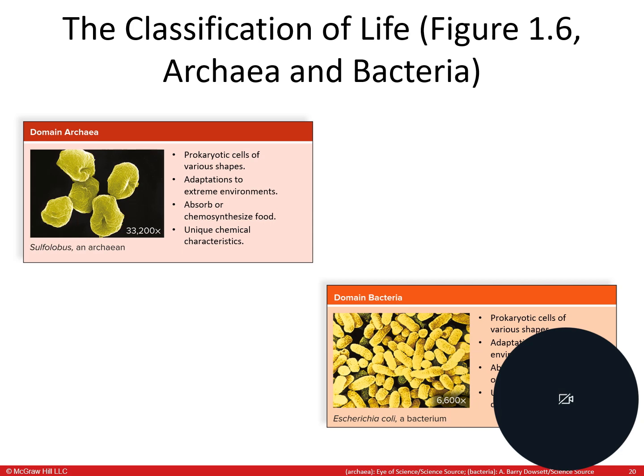Extreme sulfuric lakes that if we would touch them, we would have our skin melt off, but you have small microbes living in those places. Those are going to be archaea. So they absorb or they chemosynthesize their food. So they make food from chemicals that are present. And basically they have unique chemical characteristics to survive in the very harsh environments that we find them in.